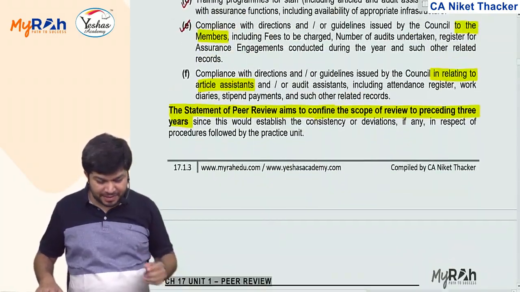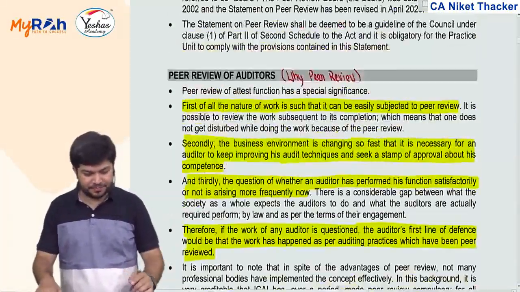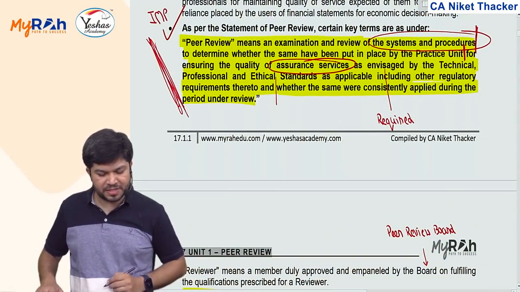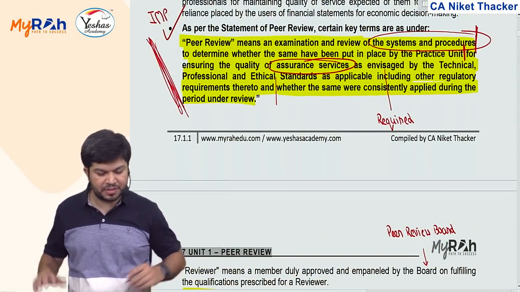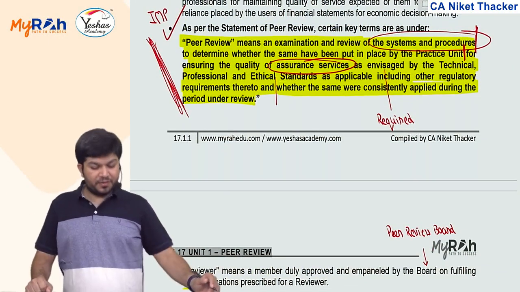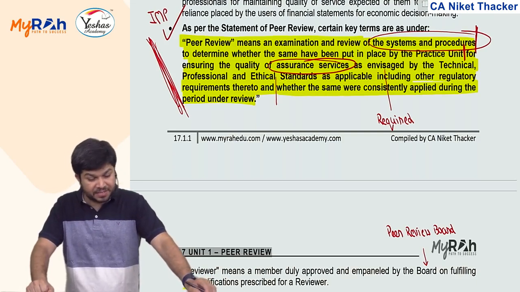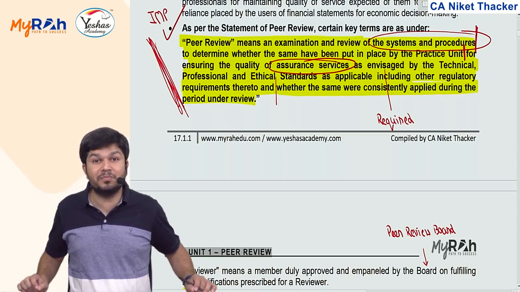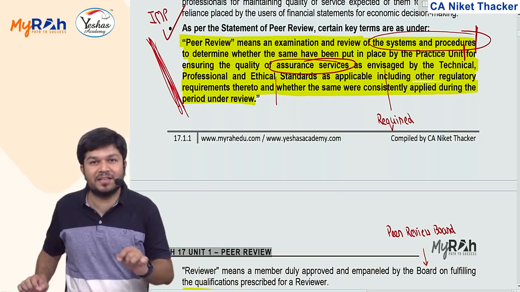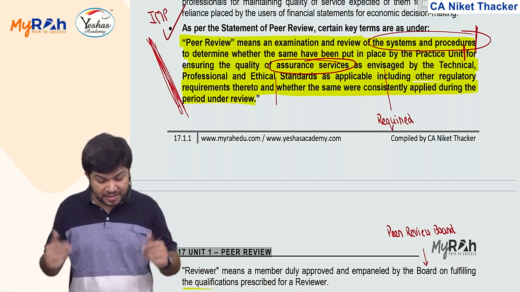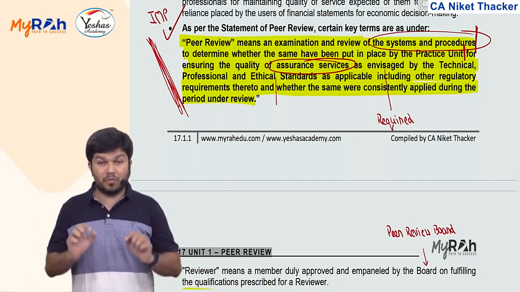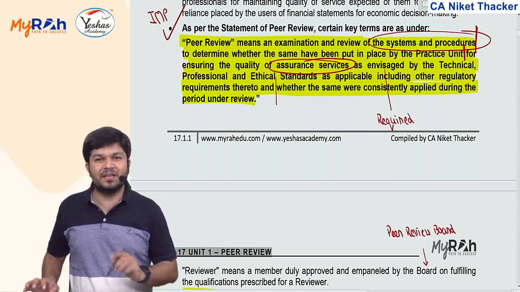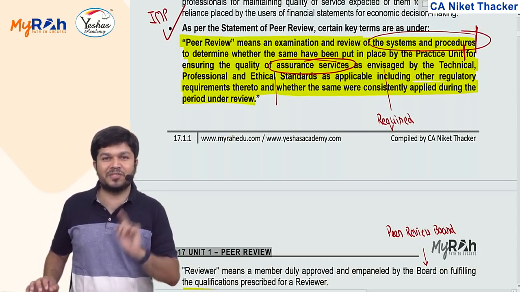No. They will give a definition. Suppose I tell you how they make the question. This was the full definition. They'll give a full definition. Peer review means examination and review of systems and procedure to determine whether they've been put in place by PU for ensuring quality of assurance services as envisaged by technical, professional, ethical standard and whether the same has been consistently applied. Okay, what do you mean by technical, professional, ethical standard? Or what do you mean by assurance services? Or what is not covered under assurance services? So they will give the full definition.